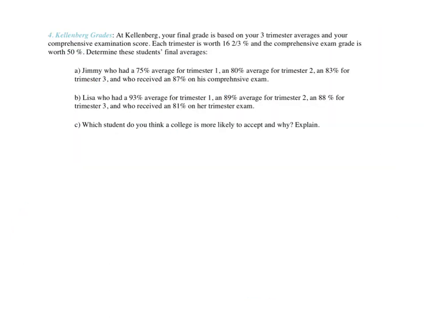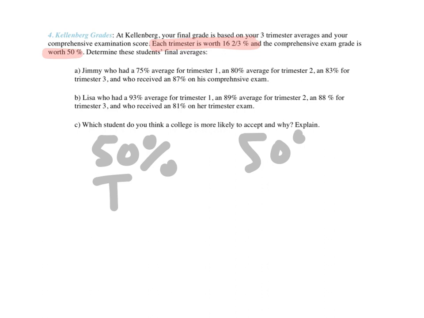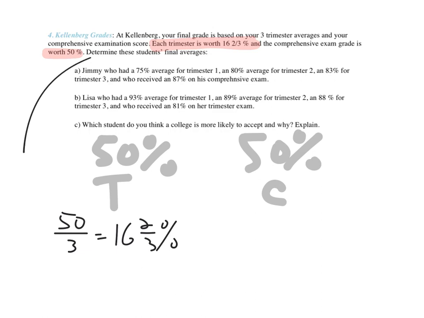At Kellenberg, your final grade is based on your 3 trimester averages and your comprehensive exam score. Each trimester is worth 16 2/3%, and the comprehensive exam grade is worth 50%. The final exam, the comp, is half the grade, and each trimester, when you average them out, is also half the grade. So 50% is your trimester average, and 50% is your comp grade. And since there's 3 trimesters, if you take 50 and divide it by 3, that's where the 16 2/3% comes from for each trimester.